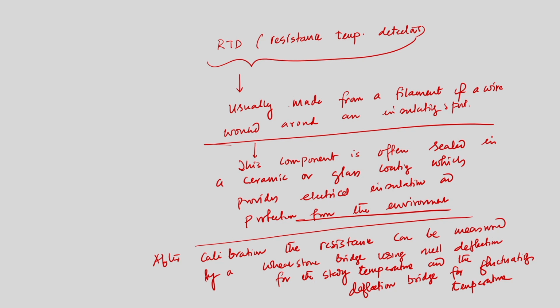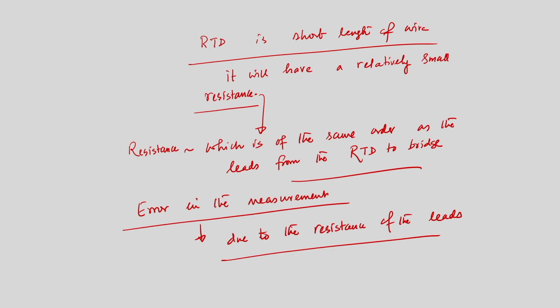Now, it is very important to know that the RTD we need to connect in a Wheatstone bridge, using null deflection if it is a steady temperature, or the deflection bridge if it is a fluctuating temperature. But the RTD is a short length of wire, so it will have resistance, but the resistance is very small, and of the same order as the leads from the RTD.